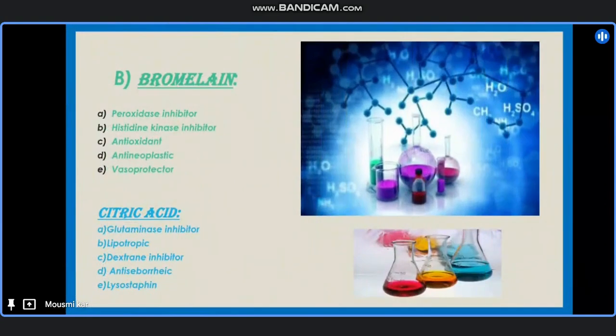Next, bromelain and its bioactivities: peroxidase inhibitor, histidine kinase inhibitor, antioxidant, antiplastic, and vasoprotector. Lastly, citric acid: glutaminase inhibitor, lipotropic, dextrin inhibitor, antiseborrheic, and lysosomal stabilizer.